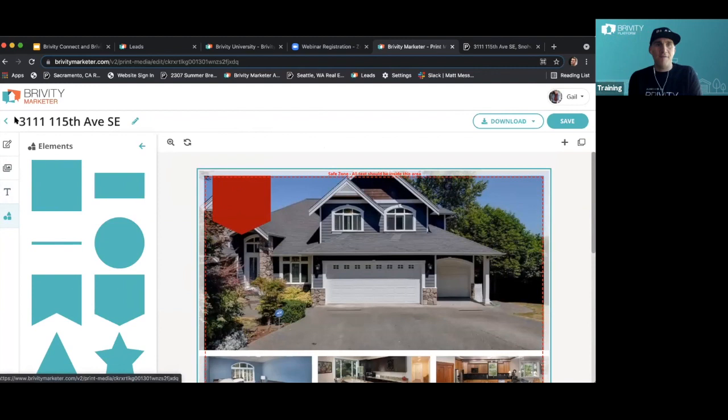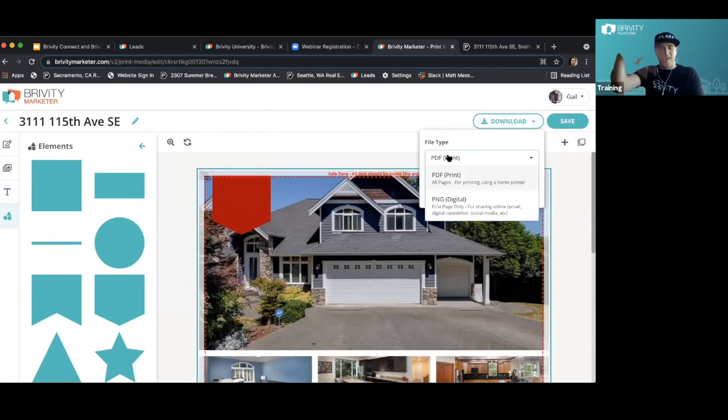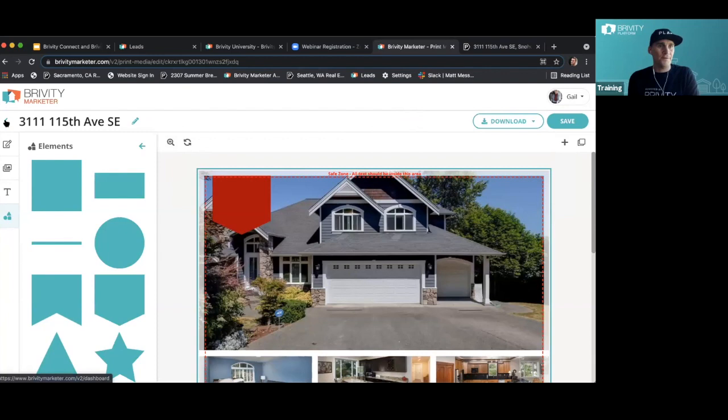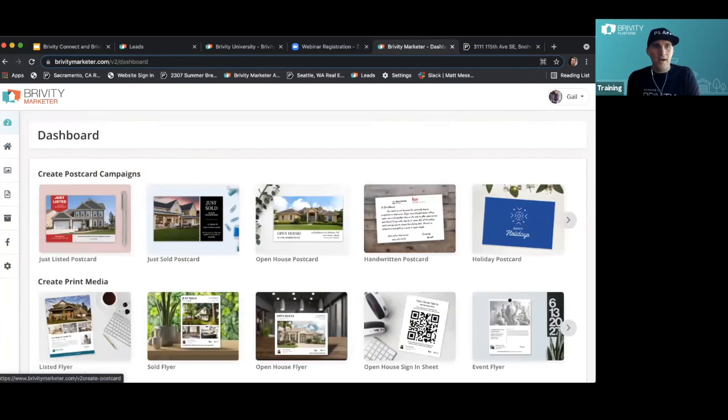I can save this thing. I can download it for print because I'm going to print it out. I want to take it out to the open house I'm having this weekend. Or I could do the digital version because I'm going to send it out as an email to all my investor clients. So this is a great investment property opportunity. Whatever I want to do in here. Super easy to create flyers. And you can do them for just listeds, just solds.